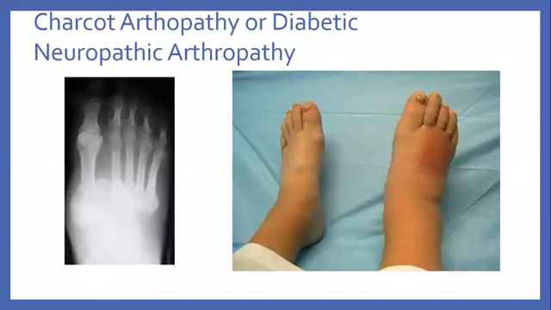Next, we're going to talk about Charcot arthropathy or diabetic neuropathic arthropathy, which is seen in the feet. And these images here are characteristic of what it might look like. A red hot swollen foot, typically unilaterally, clinically seen here, as well as joint dislocation seen on x-ray at the Lisfranc joint.